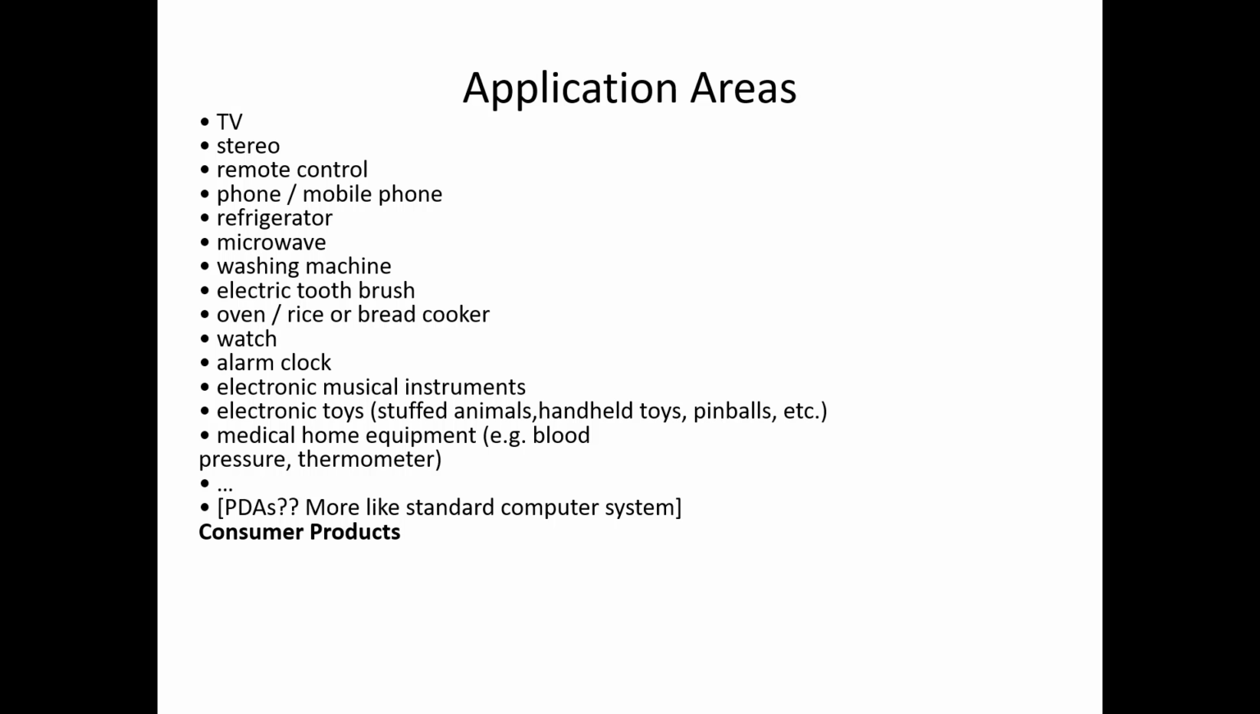Electric toothbrush. They manage brushing modes, timers, and sometimes connectivity to apps for tracking brushing habits. Oven or rice or bread cooker. Embedded systems control cooking temperatures, timers, and user interface, ensuring precise cooking. Watch. In smartwatches, they manage timekeeping, health tracking, notifications, and connectivity with smartphones. Alarm clock. Embedded systems handle timekeeping, alarm settings, and sometimes additional features like radio or Bluetooth connectivity.